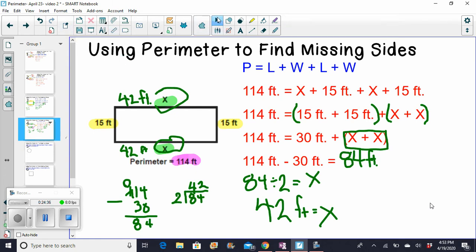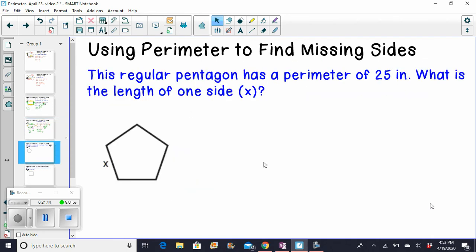All right, 2 more problems that we're going to solve, and then you're going to be on your own to do your exit ticket. Let's take a look at the next slide. So we have, this time we're being given, look at that figure. That figure has no numbers on it.